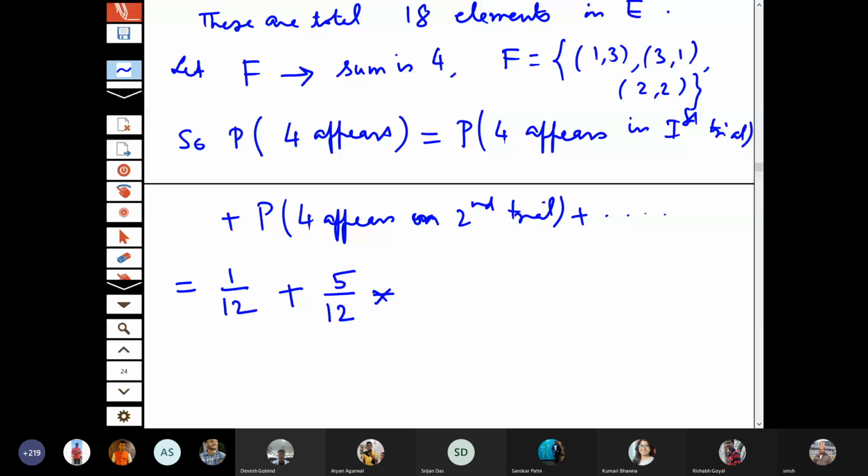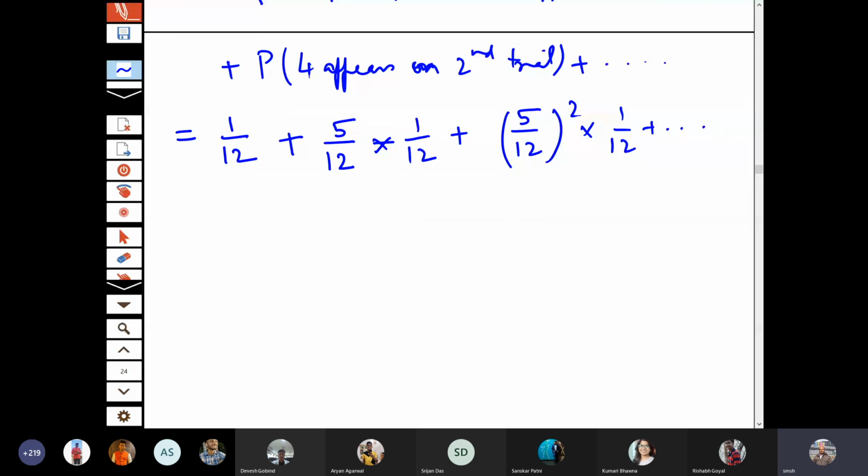Into 1 by 12 plus 5 by 12 square into 1 by 12 and so on. Of course this is a simple geometric series, so you can easily find out the sum. The sum is 1 by 7. Is it clear? The method of solution, is it clear to everyone? Yes, sir.